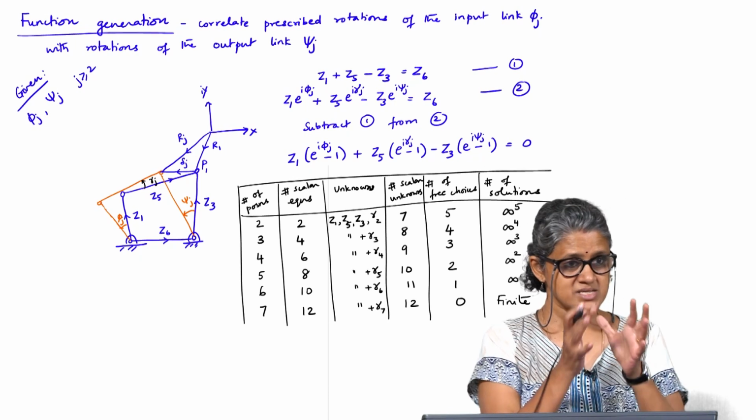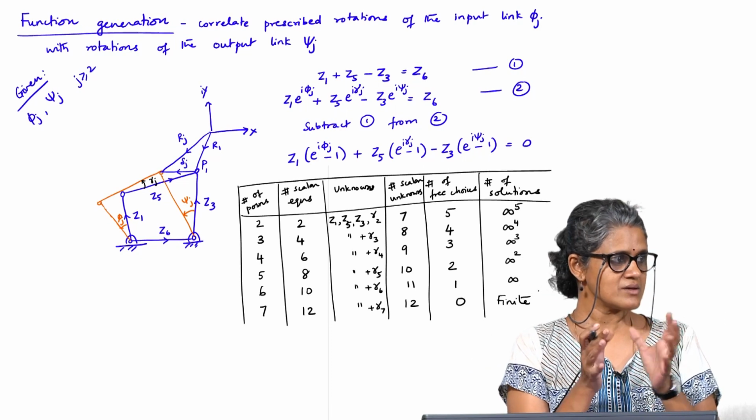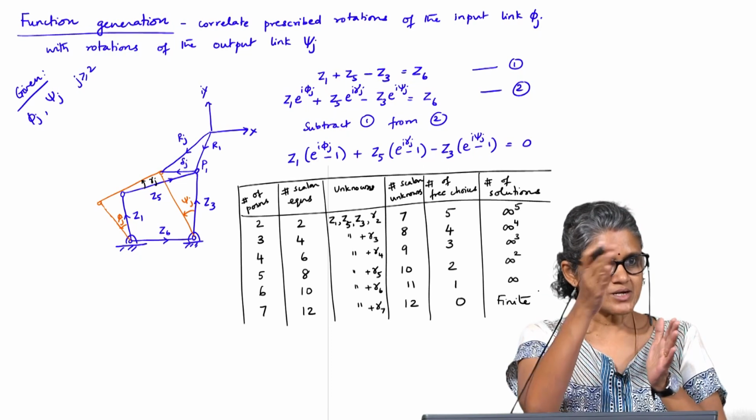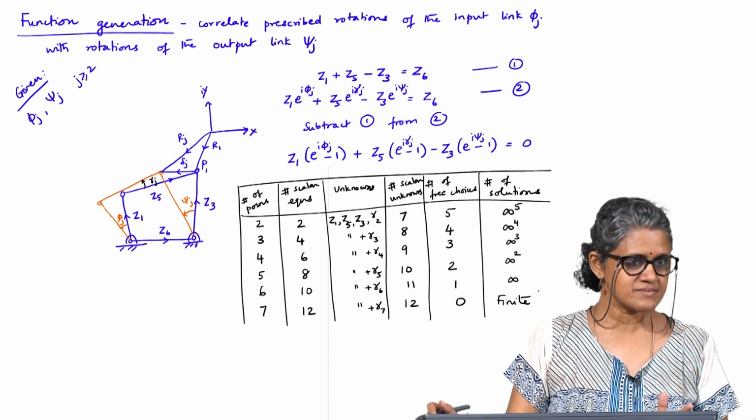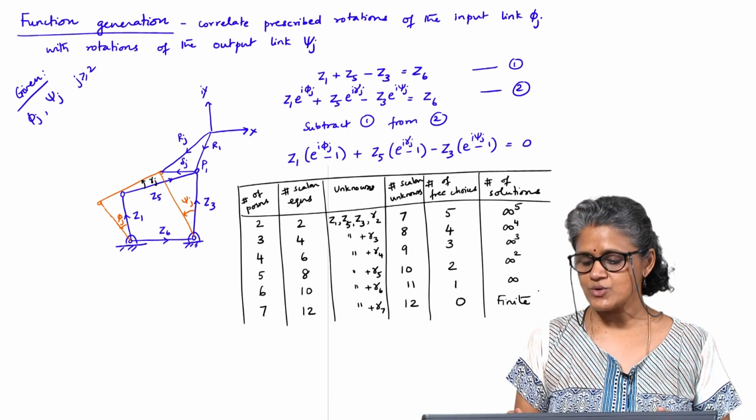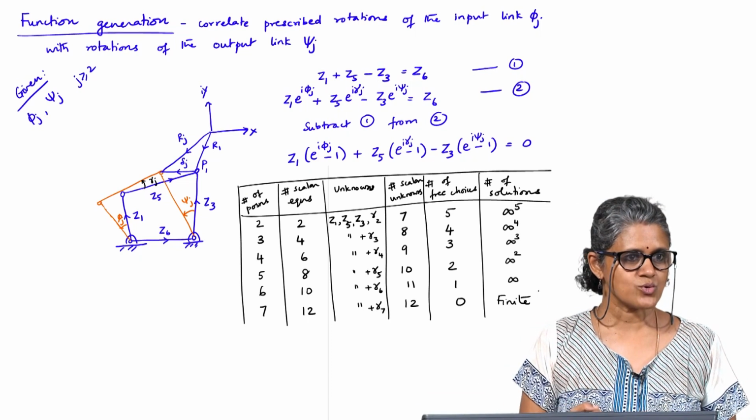Okay. But this again is for the whole mechanism you are looking at for the function generation; you do not split it into the 2 dyads. You are looking at the mechanism as a whole.